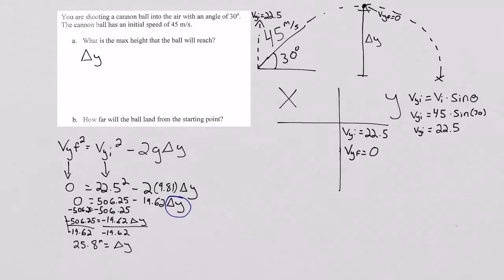So there we go. Let's go up here to the actual problem where it's written. Delta y equals 25.8 meters. Alright, there you go. You just solved for A. And now we've got to move on to B and find that distance.